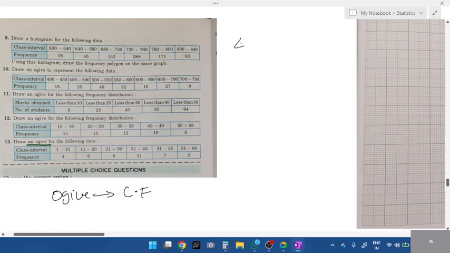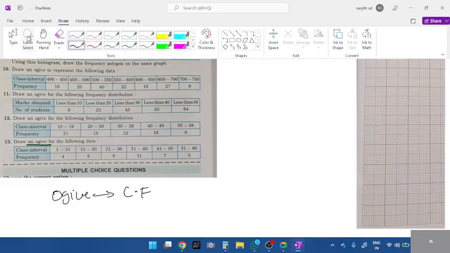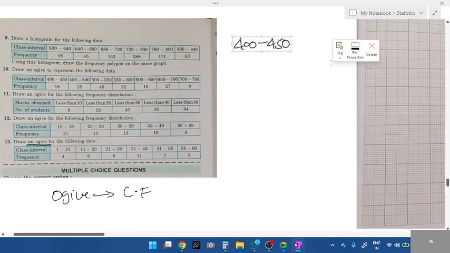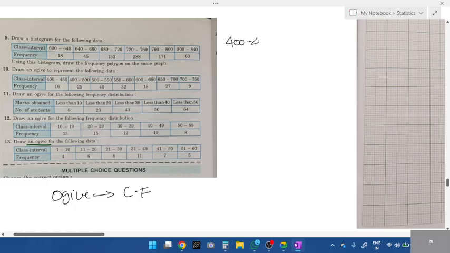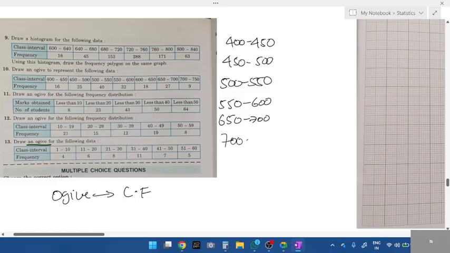400 and 450 is given, right? At 400, 450, tell me the cumulative frequency. First, you have to arrange them in ascending order. Look at the x values. Are all the x values arranged in ascending order? 400, 450. It is already in ascending order. 500. 500 to 550. 550 to 600. 650 to 700. 700 to 750.